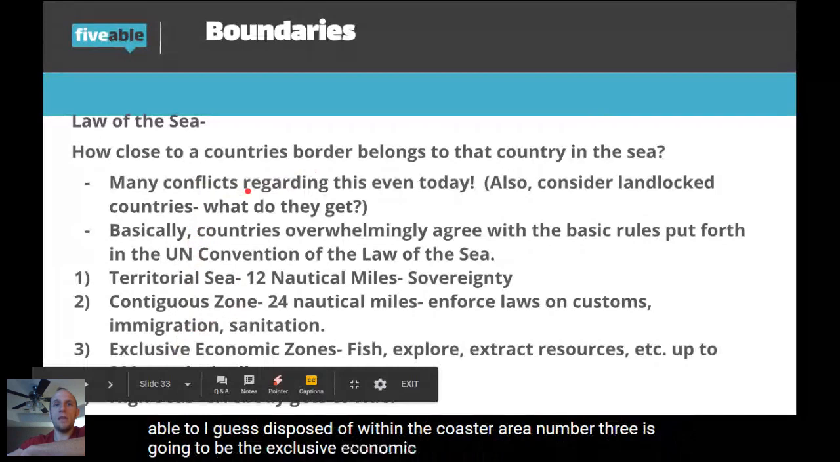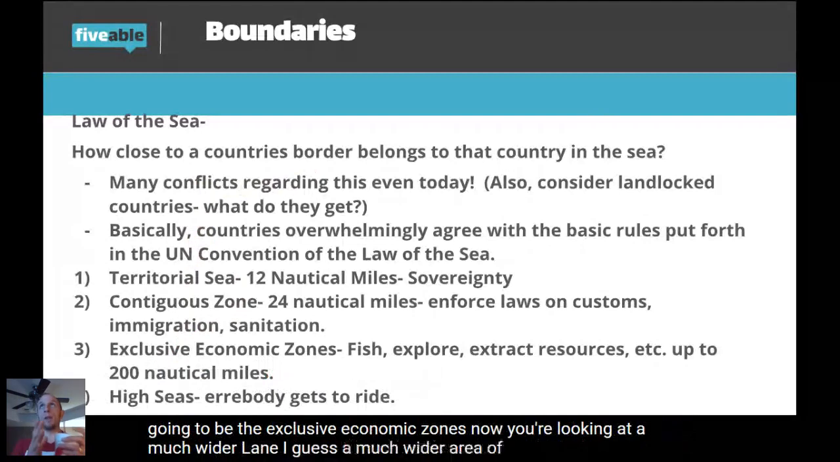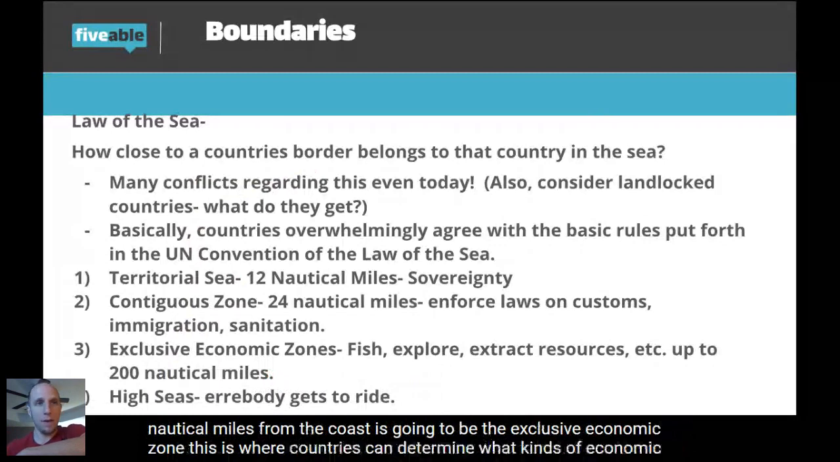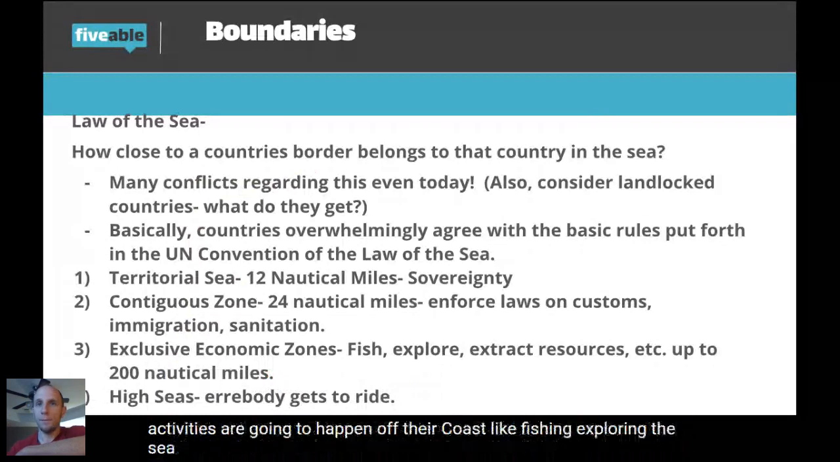Number three is going to be the exclusive economic zones. Now, you're looking at a much wider area of the sea. 200 nautical miles from the coast is going to be the exclusive economic zone. This is where countries can determine what kinds of economic activities are going to happen off their coast, like fishing, exploring the sea, extracting resources, and things like that, okay?